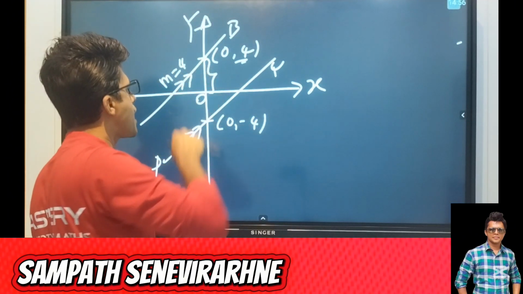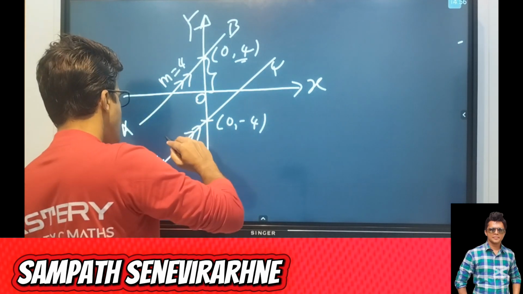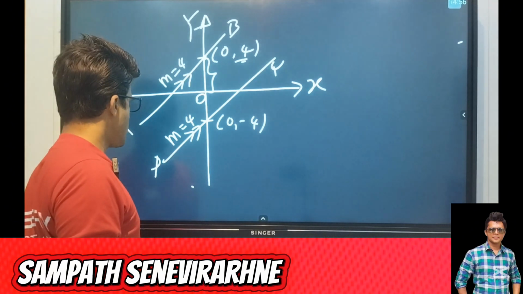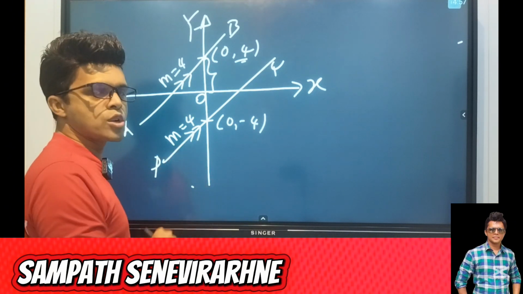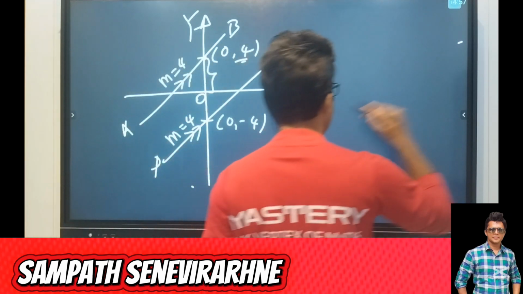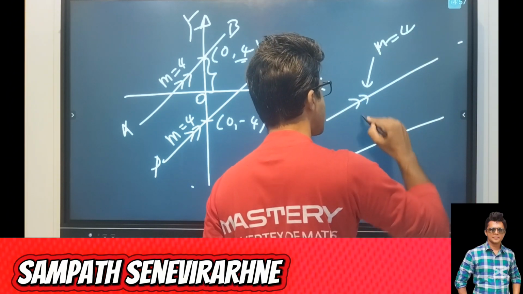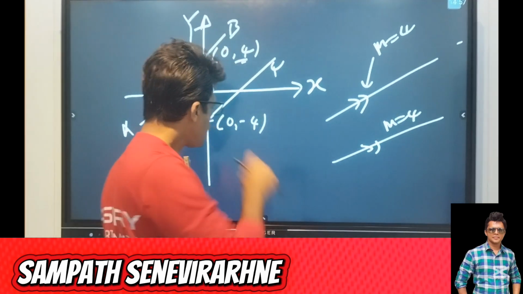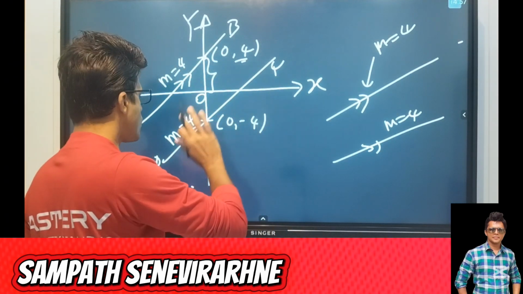The value of m of AB is 4. So when these lines are parallel, the value of m of PQ also becomes 4. If these lines are parallel, then here the value of m is 4. Don't forget it. So the value of m of PQ is 4.